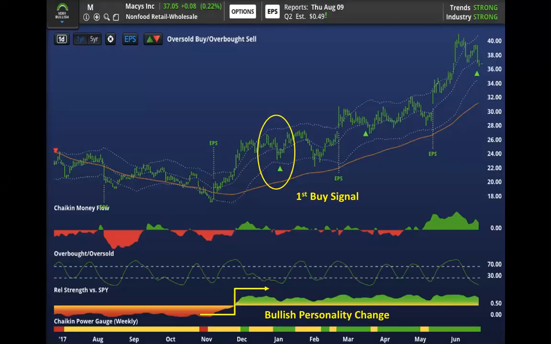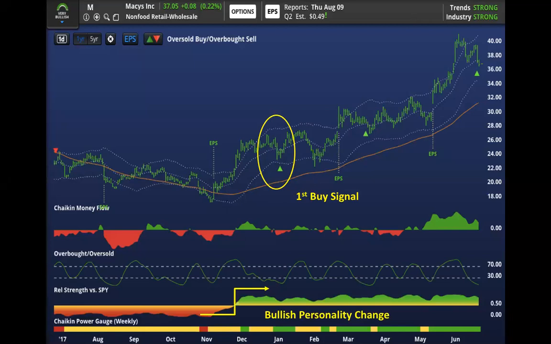So we define a bullish personality change, which we're seeing here at the bottom of this one-year chart in Macy's, as a stock that was underperforming the market. Now, our relative strength indicator looks back over 26 weeks. For those of you who are technicians, think of it as a stochastic of relative strength. So a stock has been underperforming the market like Macy's and then begins to outperform. Now, when the power gauge is bullish, you've got your dynamic duo. And do you want to buy that immediate breakout and change of personality? No. You want to wait for the first buy signal. Don't reach and pay up on a breakout or a personality change.